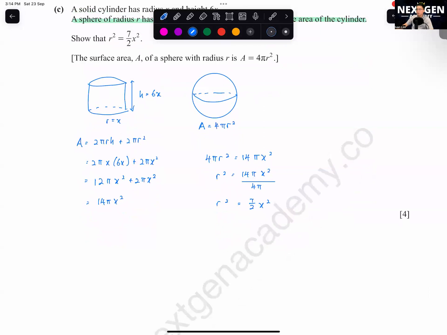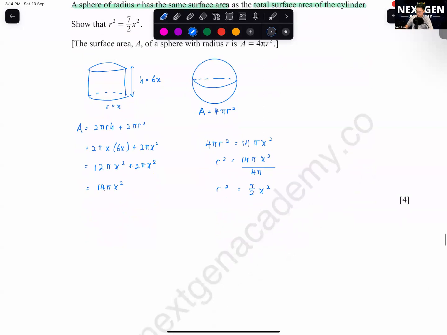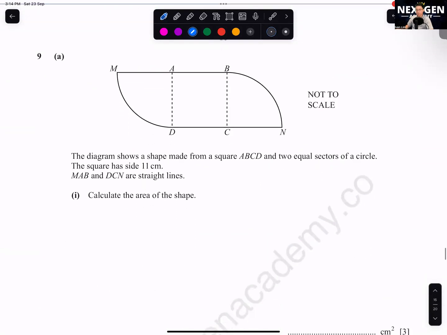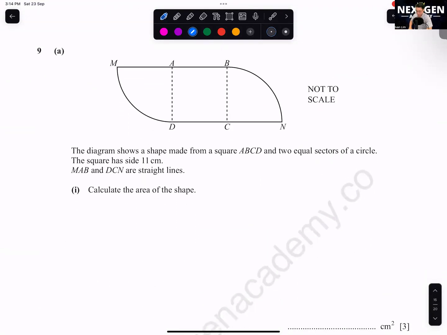Okay. Question 9. Pretty long on this paper. Question 9a. The diagram shows a shape made from square ABCD and two equal sectors of a circle. The square has side 11 cm. Okay, let's label this first, 11 cm. MAB and DCN are straight lines. Calculate the area of the shape.